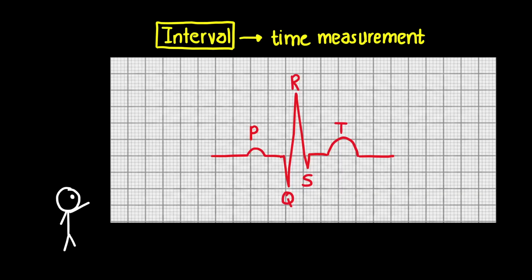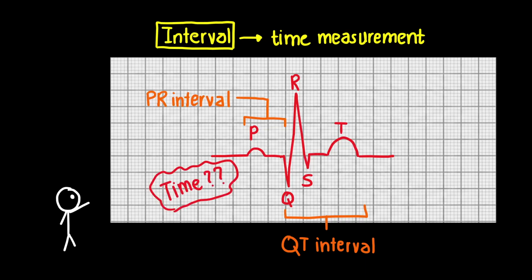An interval is a time measurement. It measures the total duration between two fixed points. It can contain waves, complexes, segments, or all of them inside it. And this is where people get confused. An interval isn't just a flat line. It's a time span. And what's inside that span doesn't have to be flat.